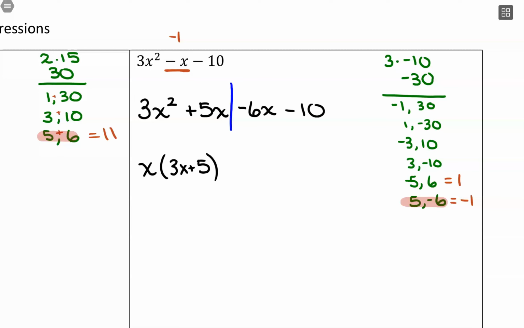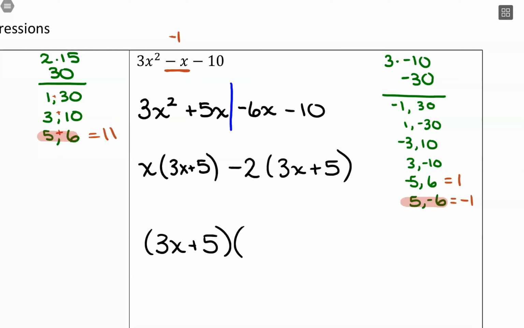On the right-hand side, so our leading coefficient's negative, so our greatest common factor will be negative. And we'll have a greatest common factor of 2 that we can take out from each. So negative 6x divided by negative 2 will be a positive 3x. Negative 10 divided by negative 2 is a positive 5. So we have this common factor of 3x plus 5 that we can factor out, and then left over we have an x minus 2. So that's the AC method. It gets into factoring by grouping, but in order to get to the grouping method, we have to split apart that middle term using the factors of AC.